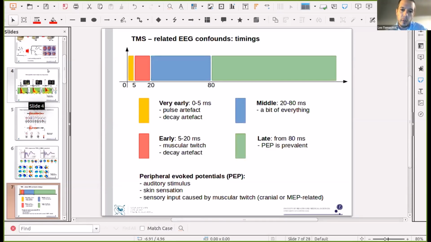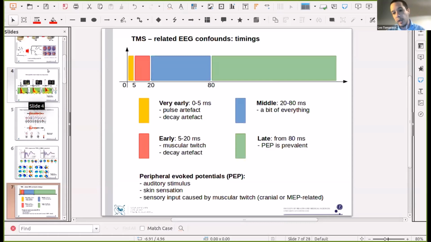This is the auditory stimulus of the TMS coil, which is very loud. The sound depends on the stimulator used. Then there is the skin sensation, because every time we stimulate the head, we can also feel the stimulus. And then there is the sensory input caused by muscular twitch, for example, because every time we stimulate, we evoke a muscular twitch of the cranial nerves. By stimulating the cranial nerves, we will also have a sensory response in the cortex due to this stimulation.